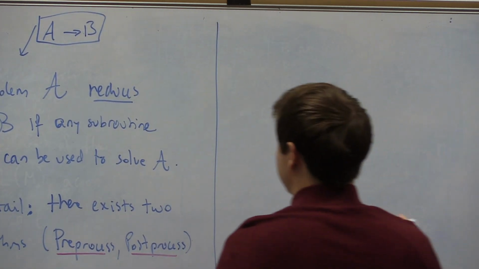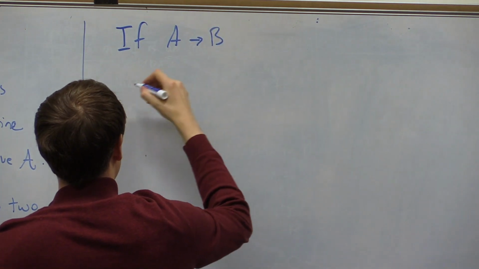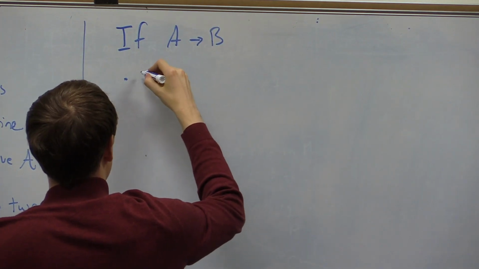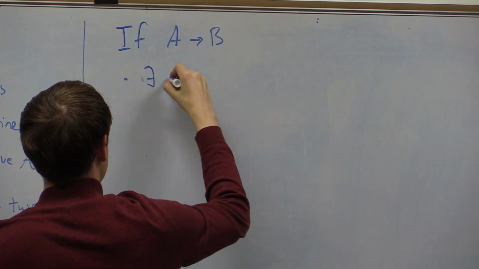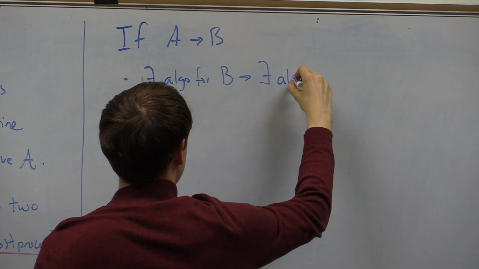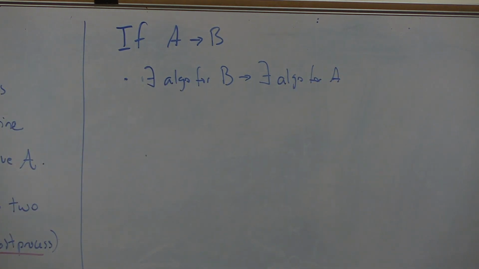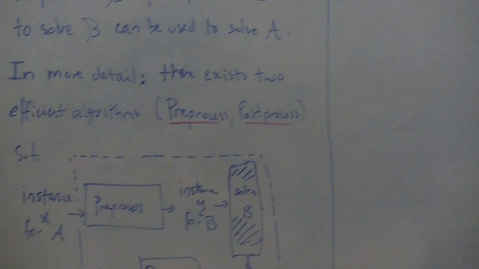I'm going to say this again: if A reduces to B, then we learn that if there exists an algorithm for B, then we have an algorithm for A. That's exactly what this picture says. It says, look, you give me an algorithm for B, and me, the reduction, I know how to pre-process and post-process so that this entire thing is an algorithm for A. Okay?